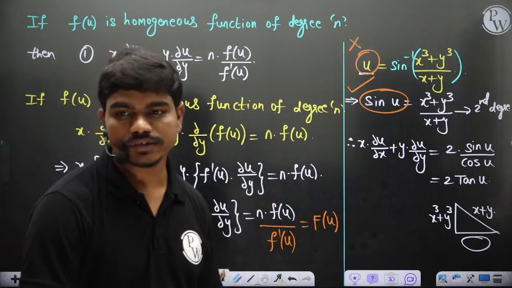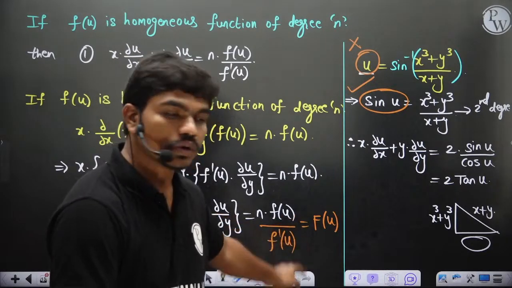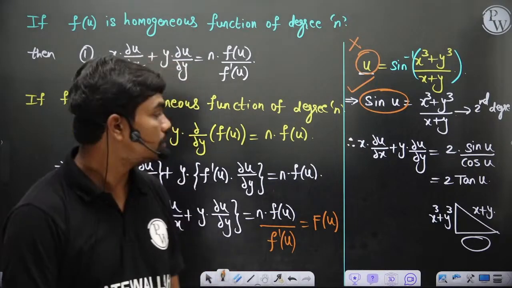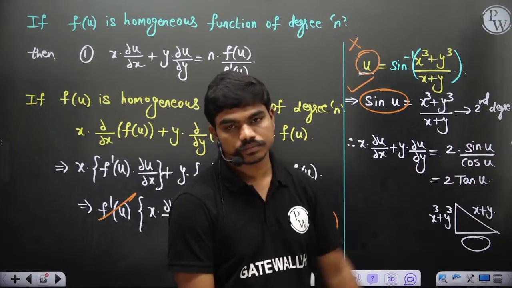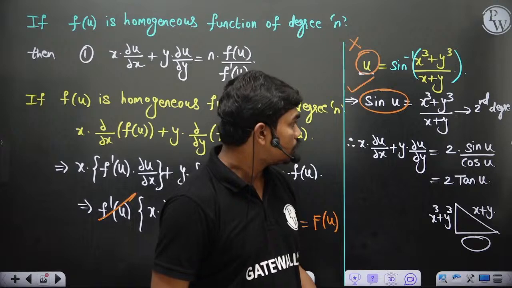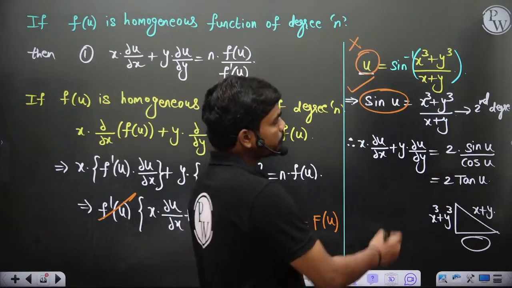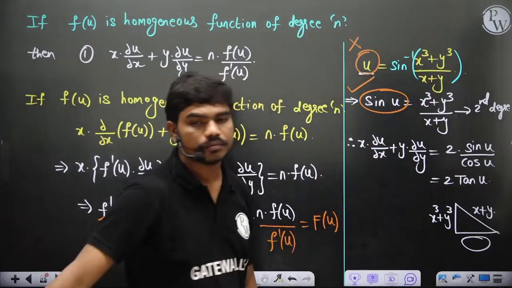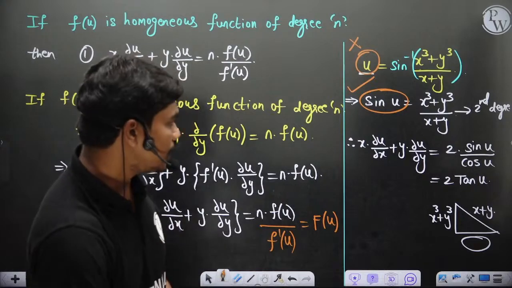Is this fine to every one of you? Please type it in the chat box. Is this okay? So 2 tan u is homogeneous. This function need not be homogeneous, but in this case it is actually. The reason is, if u is non homogeneous, then it need not be. In such case it need not be.